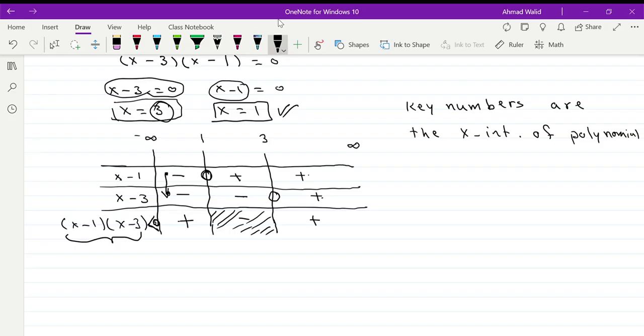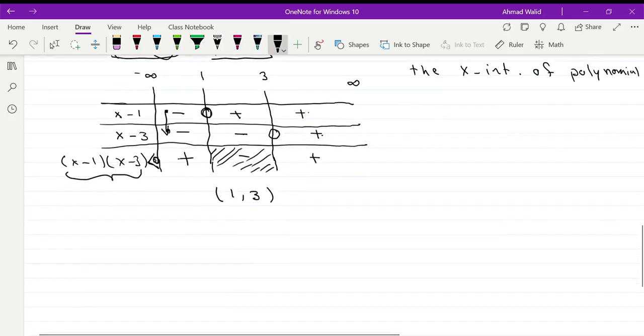What is this interval? From where? From 1 to 3. Your solution set is 1, comma what? 3. It means any number that you plug in between 1 and 3, for example 2, in this inequality, the left side will be less than the right side. Correct? Let me do another example for you.